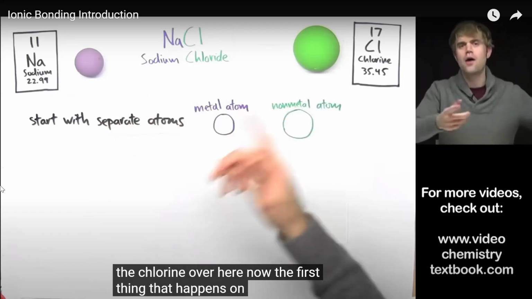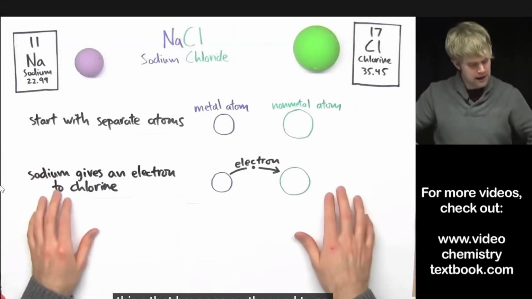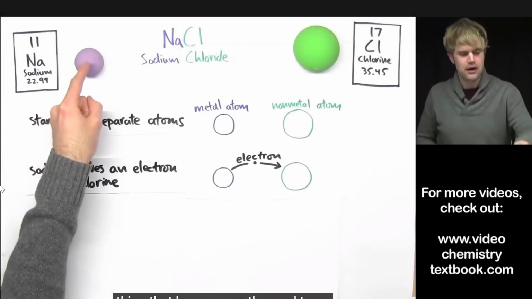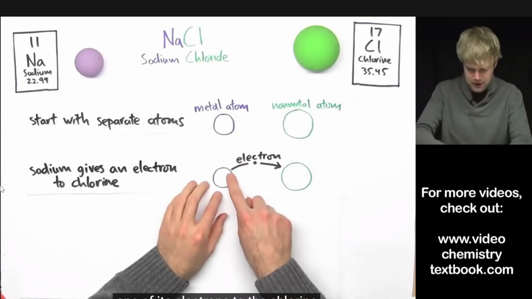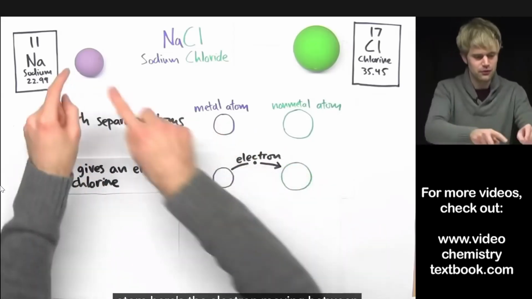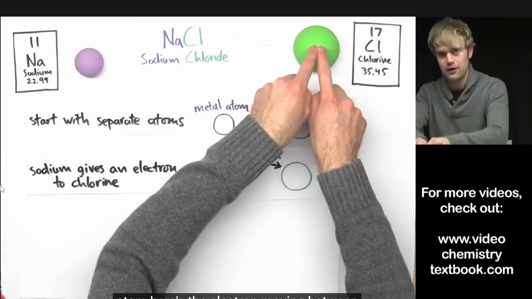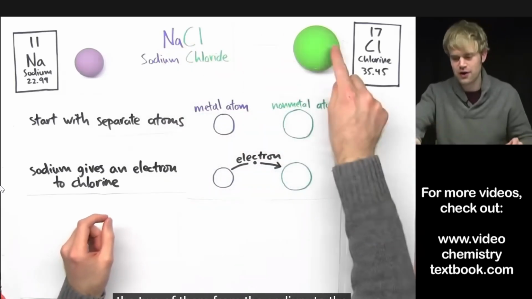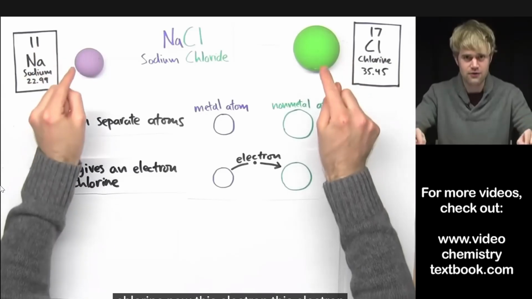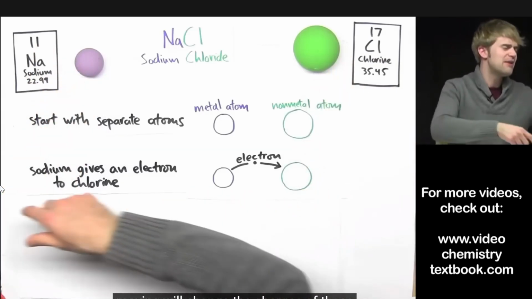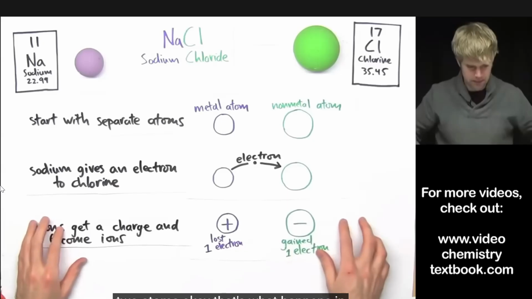The thing that happens on the road to an ionic bond is that the sodium atom gives one of its electrons to the chlorine atom. Here's the electron moving between the 2 of them from the sodium to the chlorine. Now this electron moving will change the charges of these 2 atoms. Okay? That's what happens in the next step.